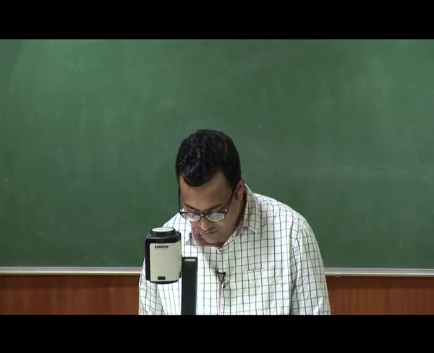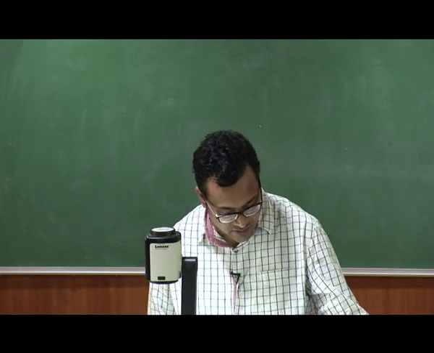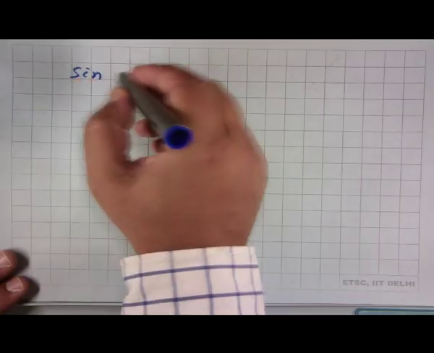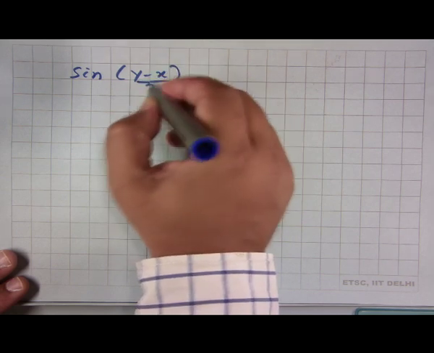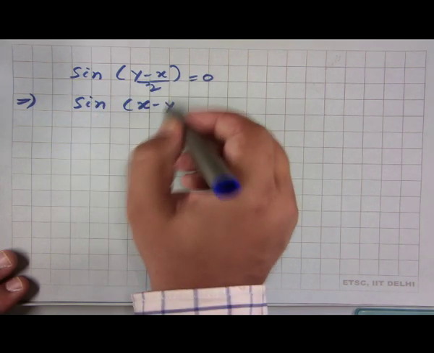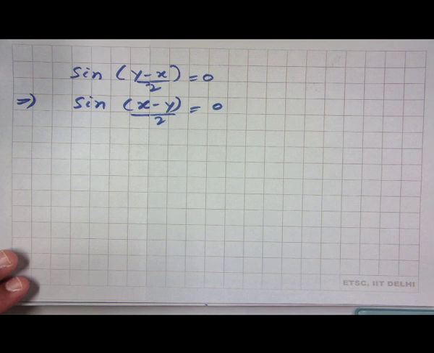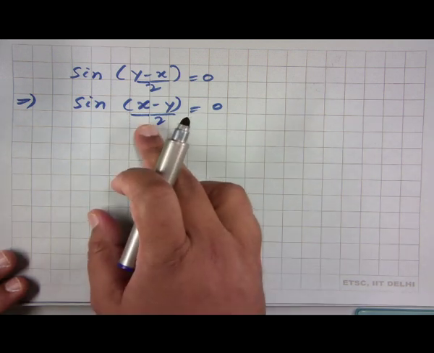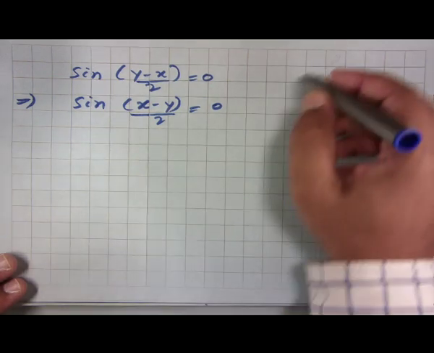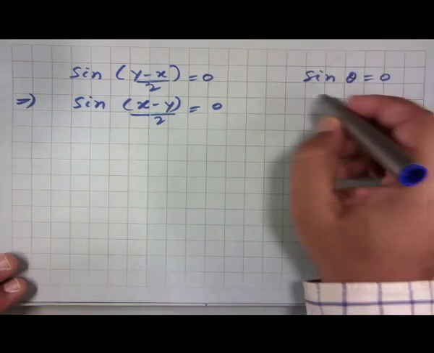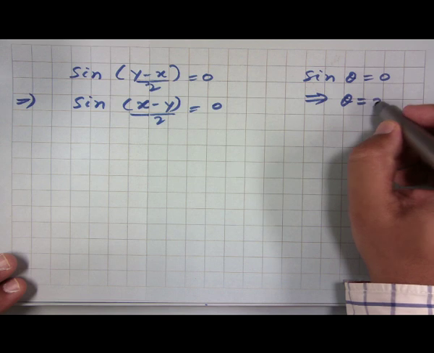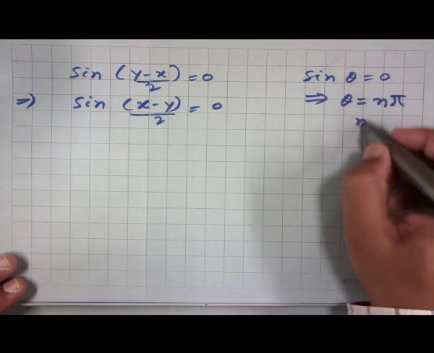We take that further. So, we start with the first condition that we derived. So, sine of (y minus x) over 2 equal to 0 implies that sine of (x minus y) over 2 is also 0, because sine of minus x is the same as minus sine x. And we know this result that sine theta equal to 0 implies that theta is of the form n times pi, where n is some integer.